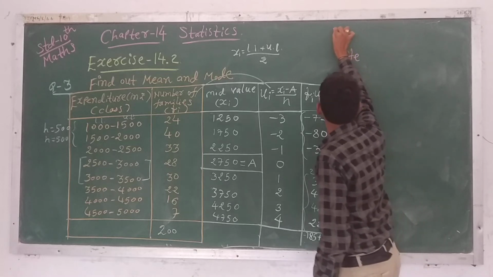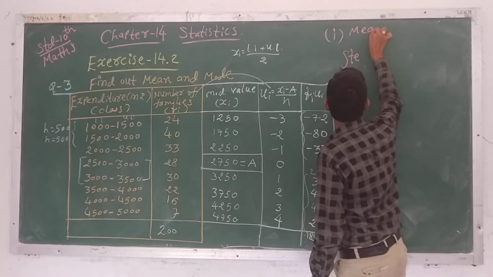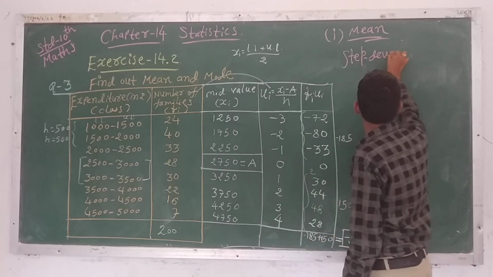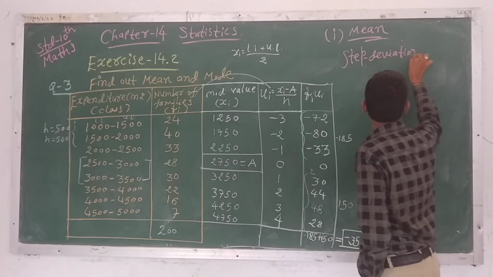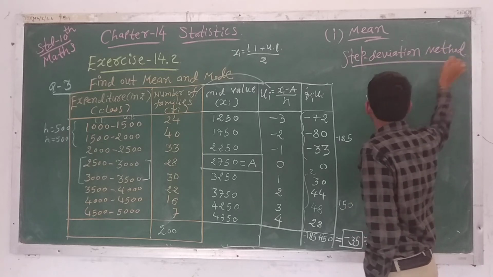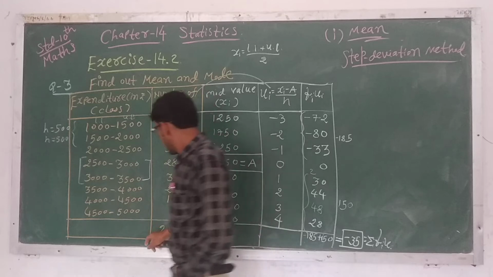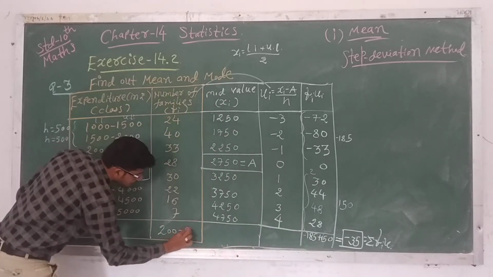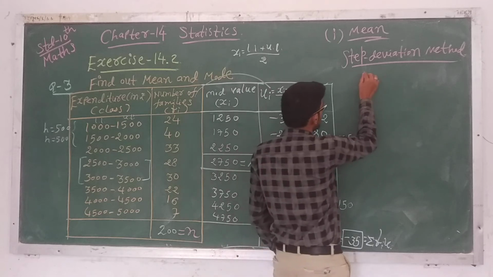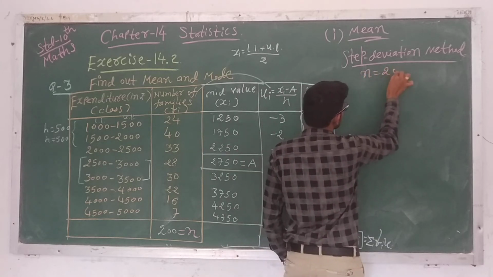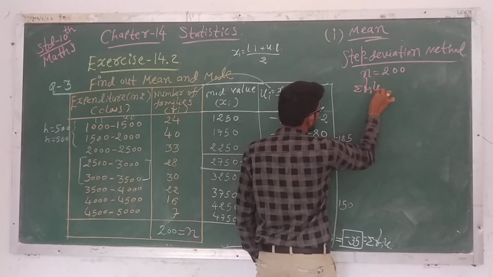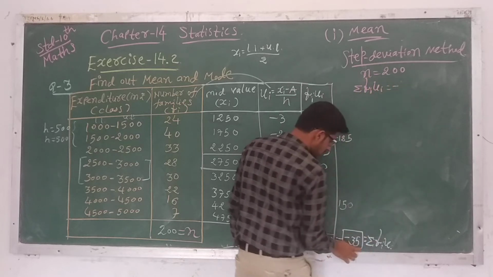So first we have to find the mean by the step deviation method. Here n is equal to 200, because the number of observations is 200. So first of all we will write down n is equal to 200, sigma fi ui is equal to minus 35.